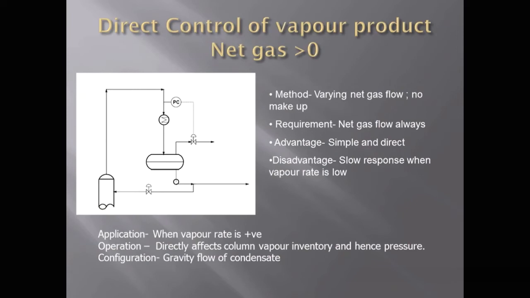Now we will discuss the case where the net gas flow is always greater than zero, and direct control of vapor product. The method is by varying net flow out of the overhead condenser. So the requirement is that the net flow of gas should always be there. The advantage is that it is simple and direct, but the only problem is that it is very slow acting when the vapor rate is low.